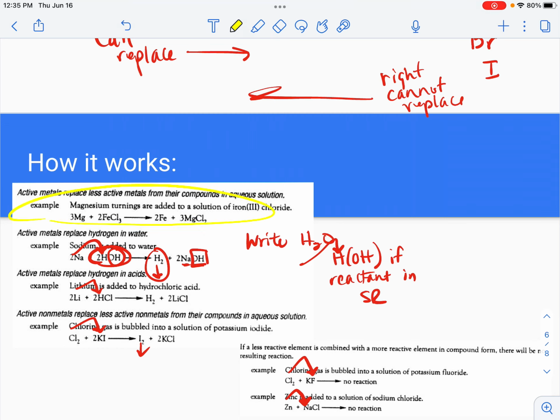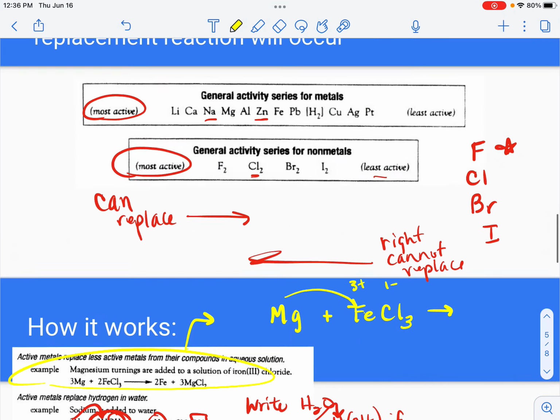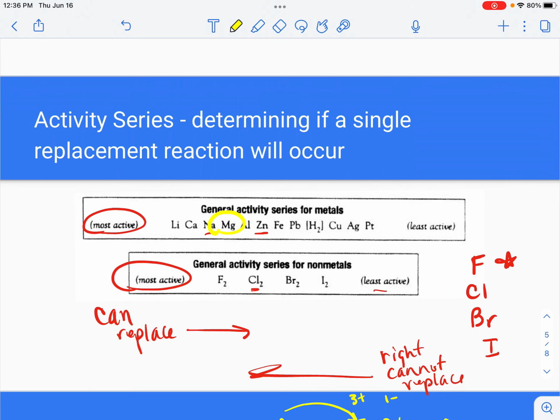So let's look at this example right here. Magnesium turnings would be written as Mg. Magnesium is not diatomic. Added to a solution of iron 3 chloride. So this is going to be Fe3+ and Cl1-, which means I need FeCl3. Notice I balanced the ion charges. I'm going to decide, and the magnesium is a metal, so it would kick out the metal. That would be iron.